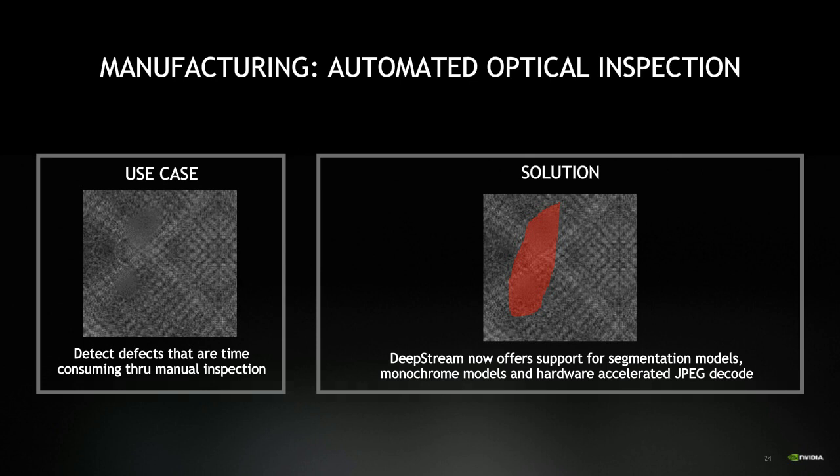A defect this small is very easy to overlook if you're doing it manually. But with AI, the tiniest defect will be highlighted, as you can see on the right-hand side. This shows the segmentation overlay over the defect. With industrial inspection in mind, DeepStream 4.0 can support segmentation models, monochrome models, and hardware-accelerated JPEG decode.